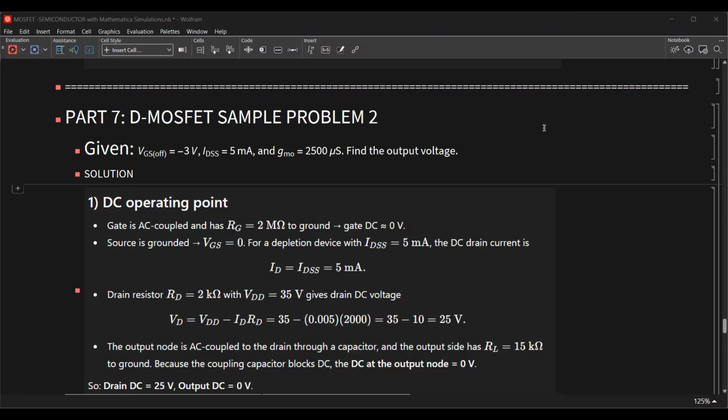Okay, we have problem number two here. When the gate source voltage is off, it is negative 3 volts. And we have the saturated current. Another given is the saturated current from the drain to the source is equal to 5 milliampere. And we have the transconductance 2500 mu Siemens. Find the output voltage here.